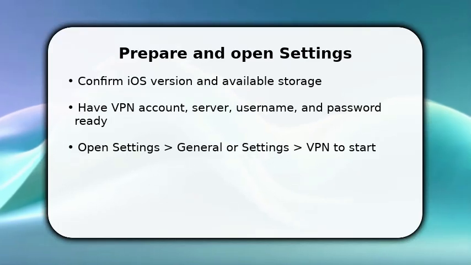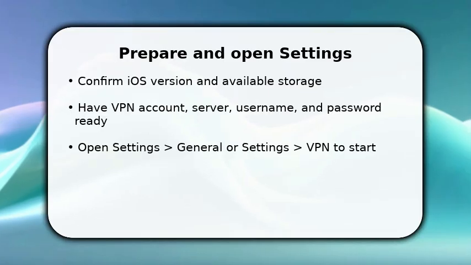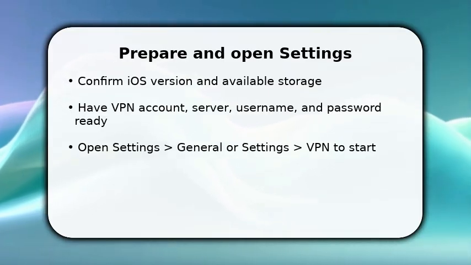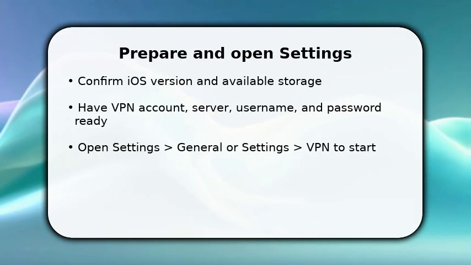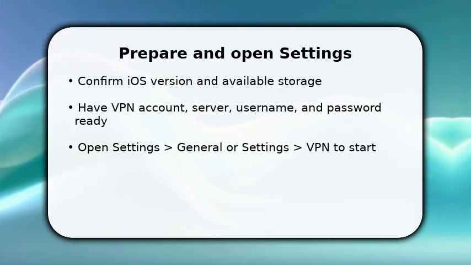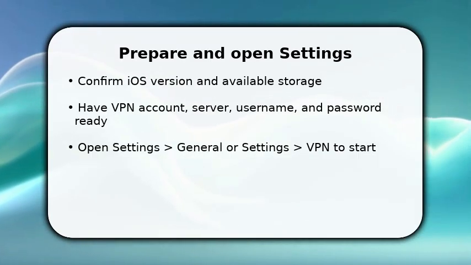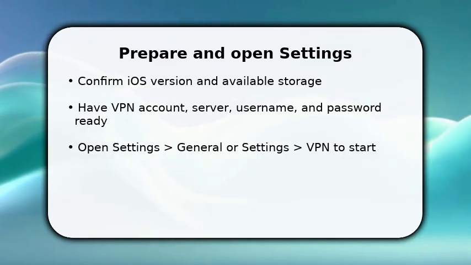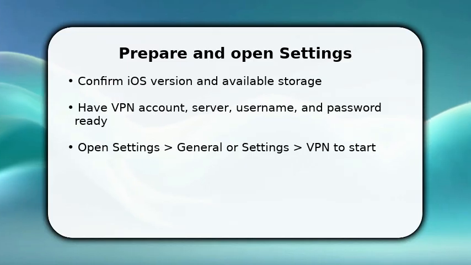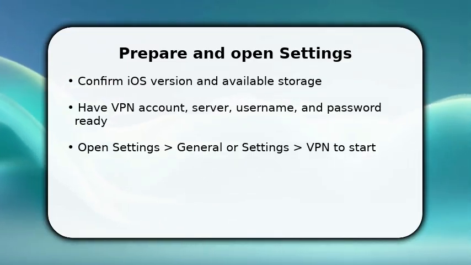You'll start by confirming requirements. Check iOS version and available storage so updates install cleanly. Once done, gather your VPN account details, server address, username, password, and any certificate or OTP info, because you'll need them immediately. Now open Settings and navigate to General then VPN, or just Settings VPN on newer iOS versions.